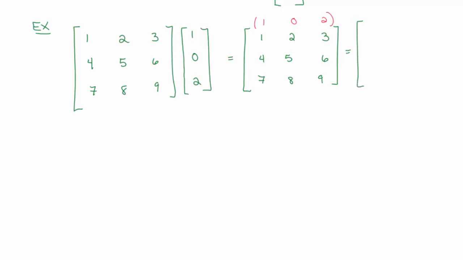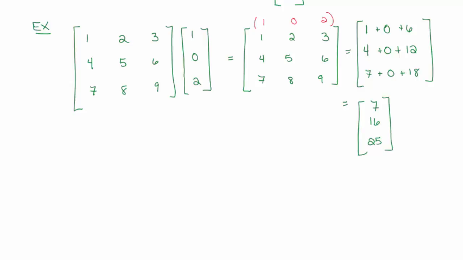So I'll go ahead and write this out again. It's going to be a 1 times 1 plus 0 times 2 plus 2 times 3, and a 1 times 4 plus 0 times 5 plus 2 times 6, and finally a 1 times 7 plus 0 times 8 plus 2 times 9. And we get a final answer here of 7, 16, and 25. And again, notice we started with a 3 by 3 matrix and multiplied by a 3 by 1. Notice that our answer here is a 3 by 1.